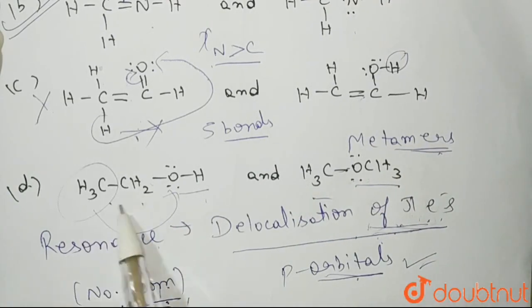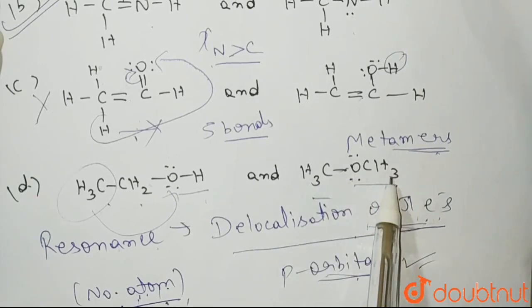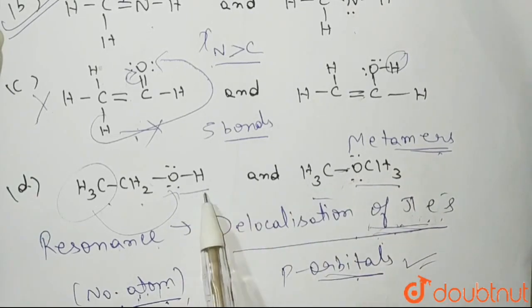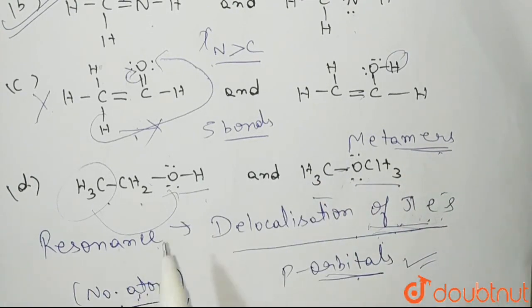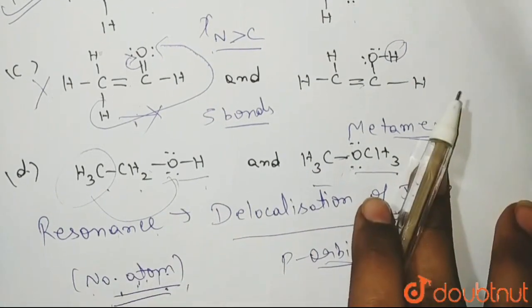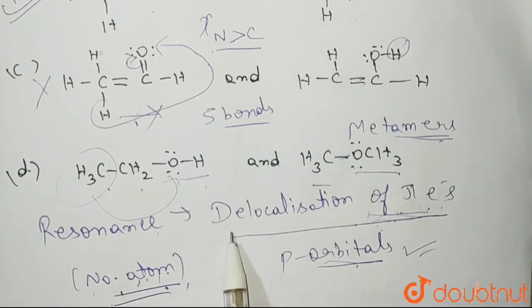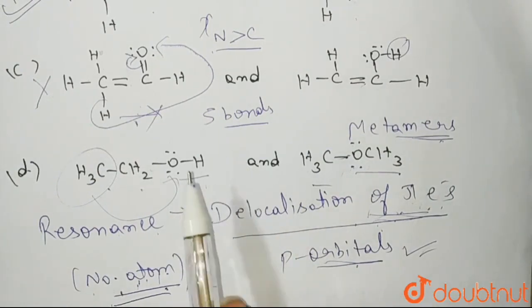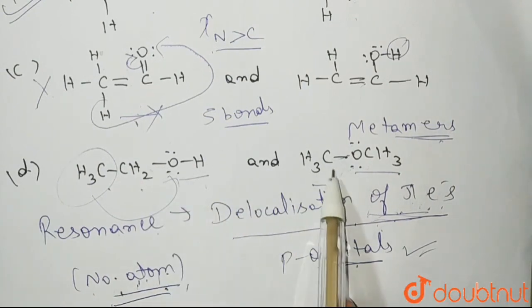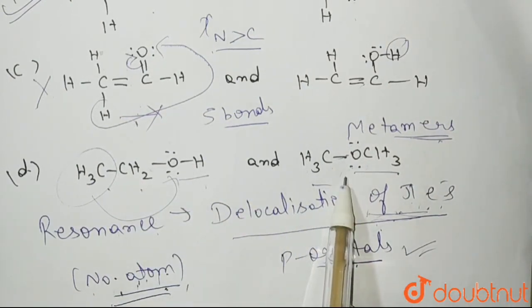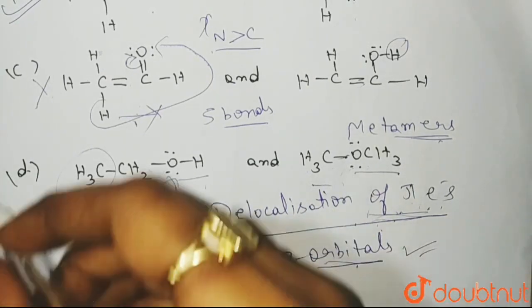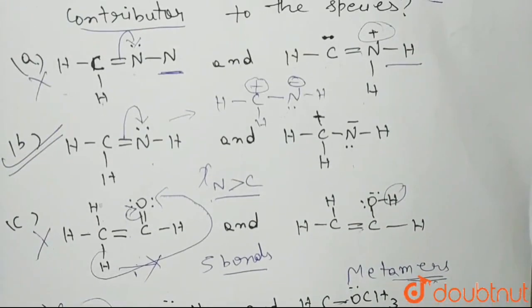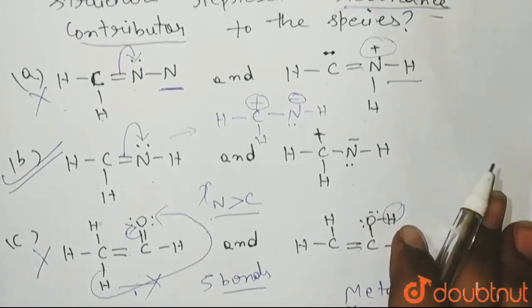Here it has 2 carbons on one side, and here it has 1 and 1. So that's why these are metamers, while they are not resonating structures. They are structural isomers, but not resonating structures. Structural isomers are the isomers which have the same molecular formula. As you can see, these two have the same molecular formula, but they have different structures. But these are not resonating structures. So thus your D is also incorrect. So your correct answer is B, this one. I hope you understood.